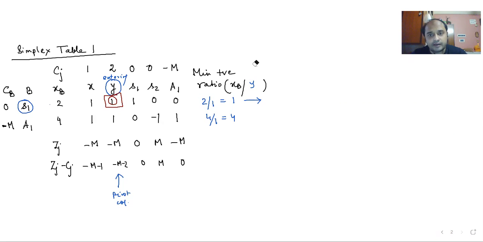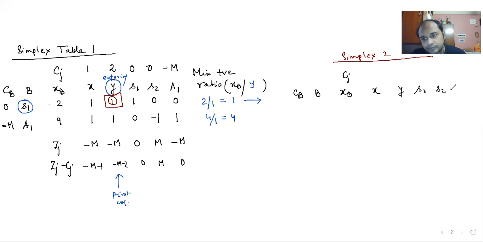Now you see, in the next phase, I am going to construct simplex table 2. In simplex table 2, we are going to write the same matrices. We are going to write the format first. The artificial variable will remain here because it has not yet vanished from the basis.